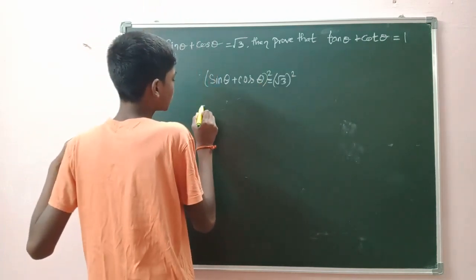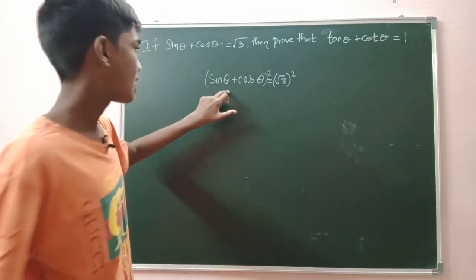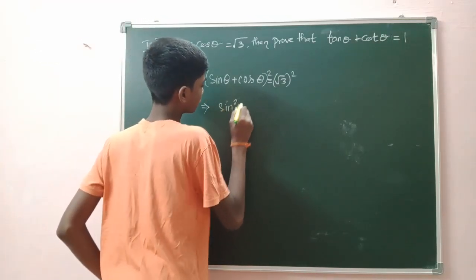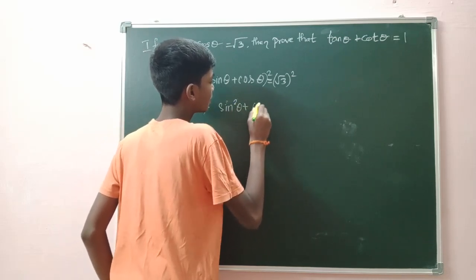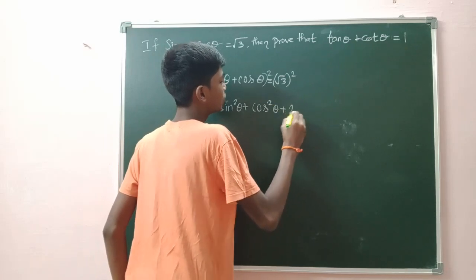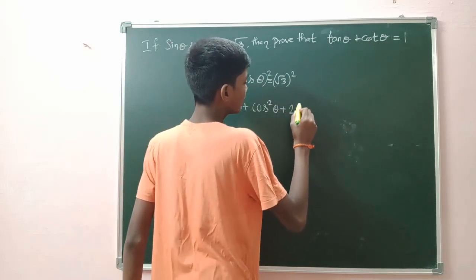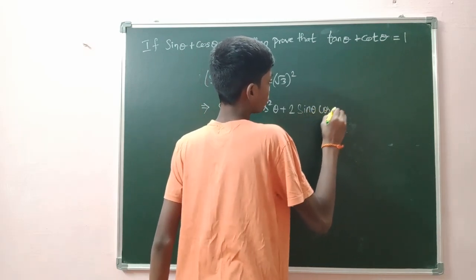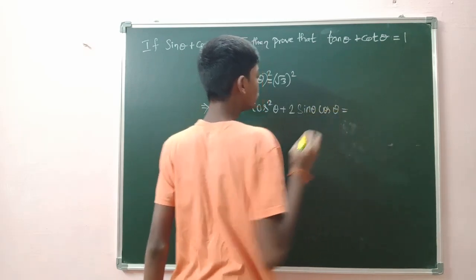Okay, so by squaring both sides of the equation, in the LHS I will get sin square theta, a square plus b square plus 2 times a, that is sin theta, b, that is cos theta, which is equal to root 3 square.